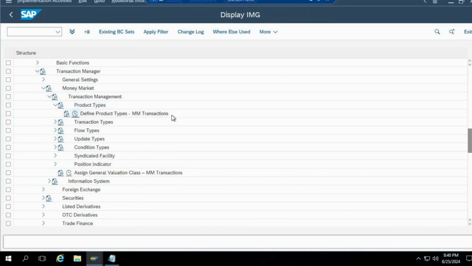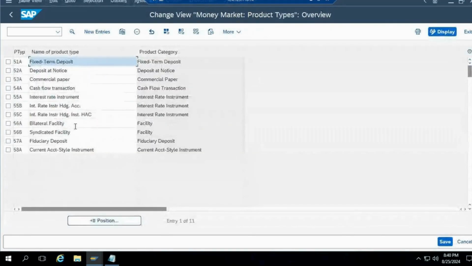And inside that, you can see there are so many product types. These are the standard product types: fixed term deposit, deposit at notice, commercial paper, cash flow transactions, interest rate instrument, fiduciary deposit, syndicate facility, bilateral, current account style instrument. So these are various financial instruments which are provided by the bank to the corporates.